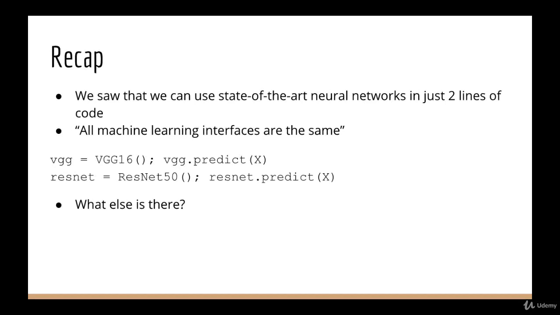In the previous lecture, I showed you that we're able to use state-of-the-art pre-built neural networks for image classification tasks very easily because they are already a part of Keras. We saw that we were able to use any of these models with just 2 lines of code. This is possible because, as we know, all machine learning interfaces are the same. So what haven't I told you yet?